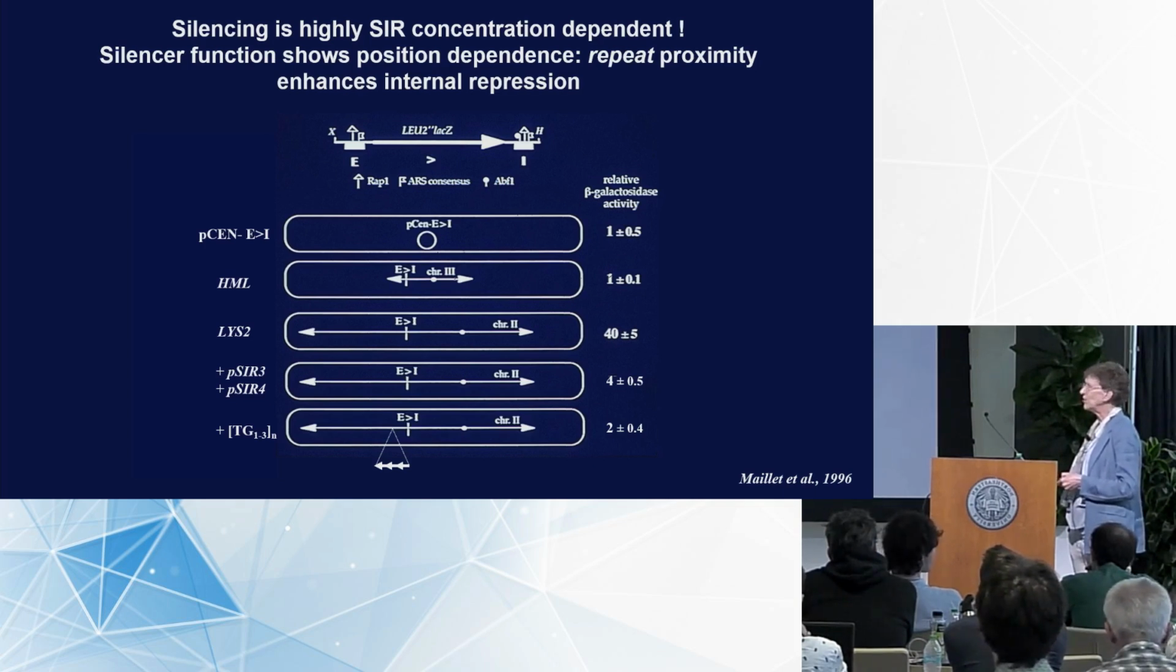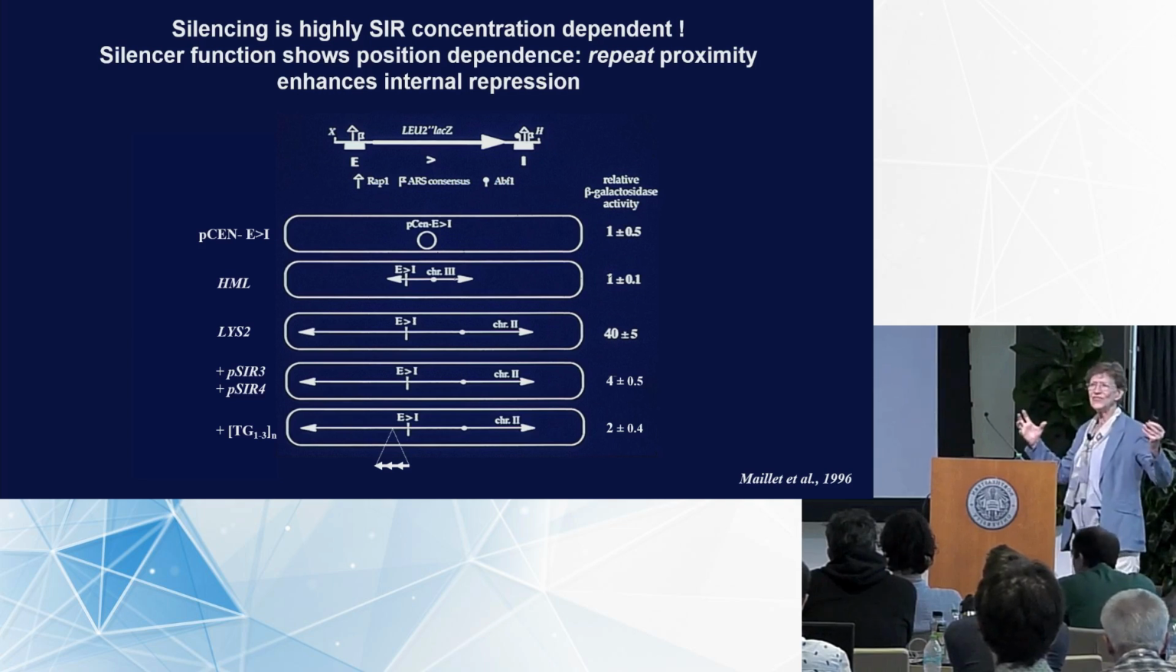Or we could insert a cluster of TG repeats, which would bind RAP1 and bring in SIRs, and that would also silence. So actually, this works. What this telomeric clustering does is concentrate SIRs in a domain so that the silencers, the nucleation of silencing, can work.